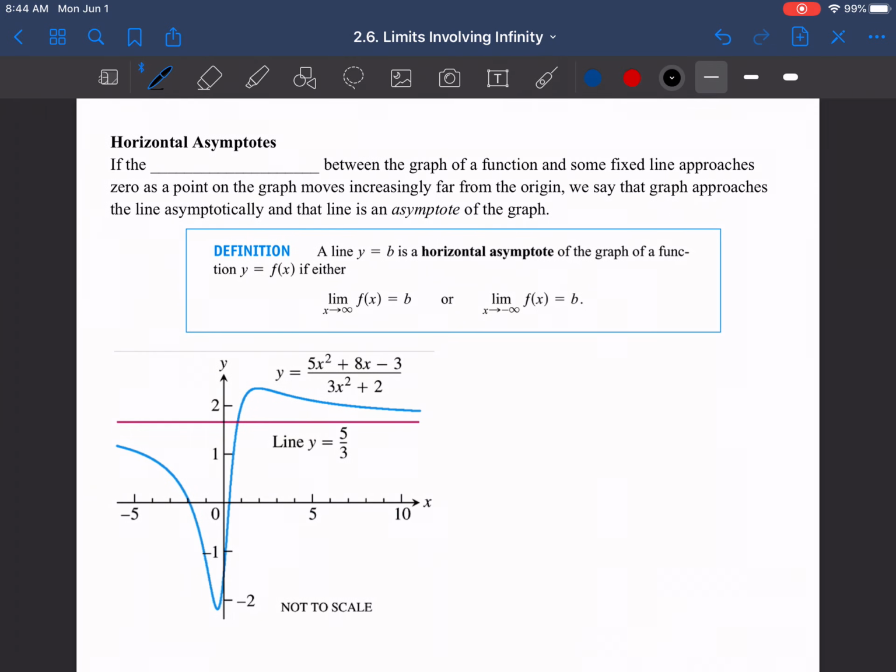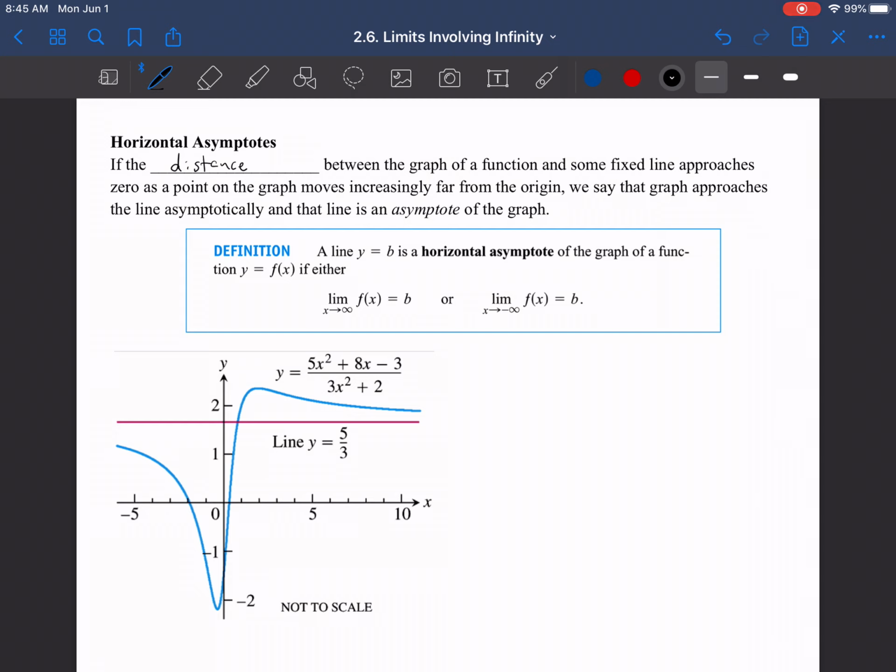Next, horizontal asymptotes. If the distance between the graph of a function and some fixed line approaches 0 as a point on the graph moves increasingly far from the origin, we say the graph approaches the line asymptotically. And that line is an asymptote of the graph. So a line y equals b is a horizontal asymptote of the graph of the function y equals f of x if either the limit as x goes to infinity of that function is b, or the limit as x goes to negative infinity of f of x is equal to b. So if either one of those is true, we consider that line to be an asymptote.